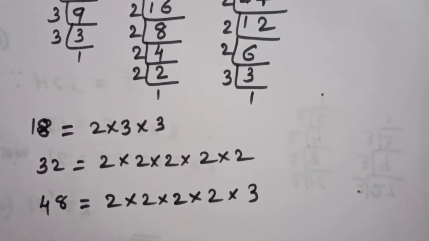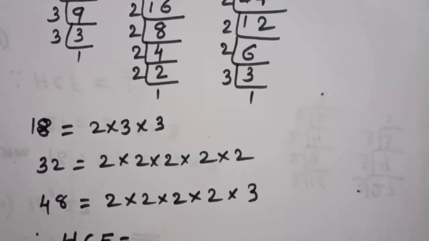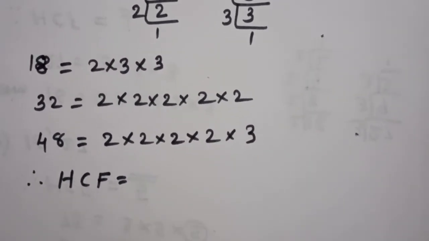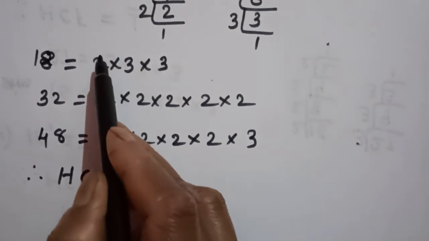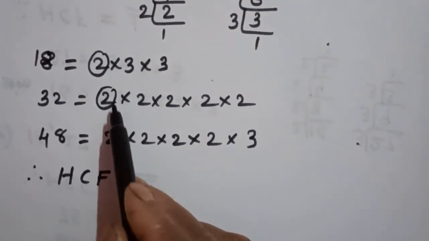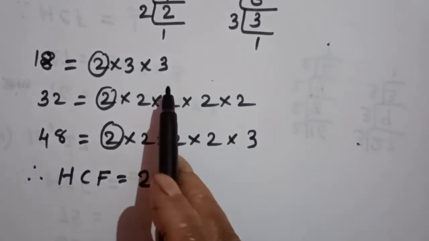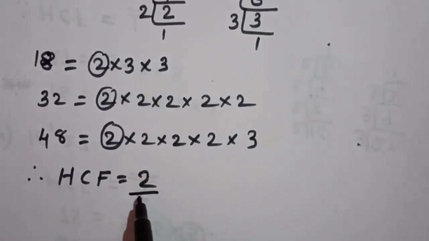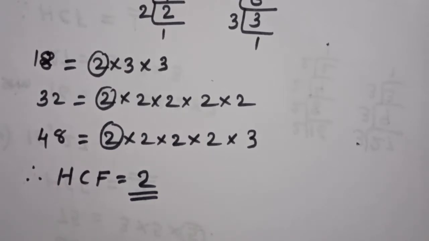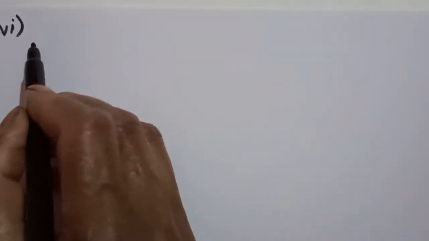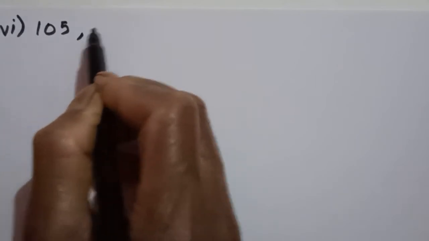Now therefore HCF equals, I'll adjust the page. HCF equals what is common, that you take: 2 and no more common numbers, isn't it? So only 2 is the HCF. Are you following me? Okay, let's go to the next numbers, that is 105 and 154.